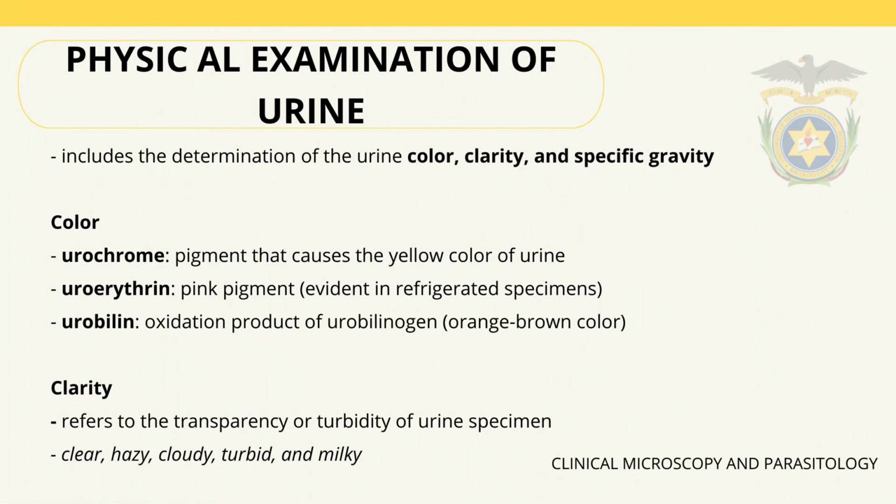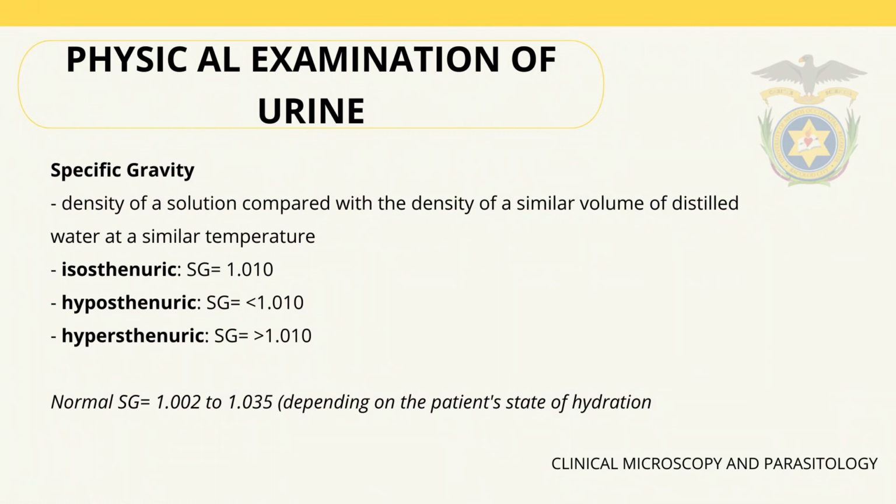While for the clarity, this refers to the transparency or turbidity of the urine specimen. These can be graded as clear, hazy, cloudy, turbid, and milky. Next, specific gravity is defined as the density of a solution compared with the density of a similar volume of distilled water at a similar temperature.